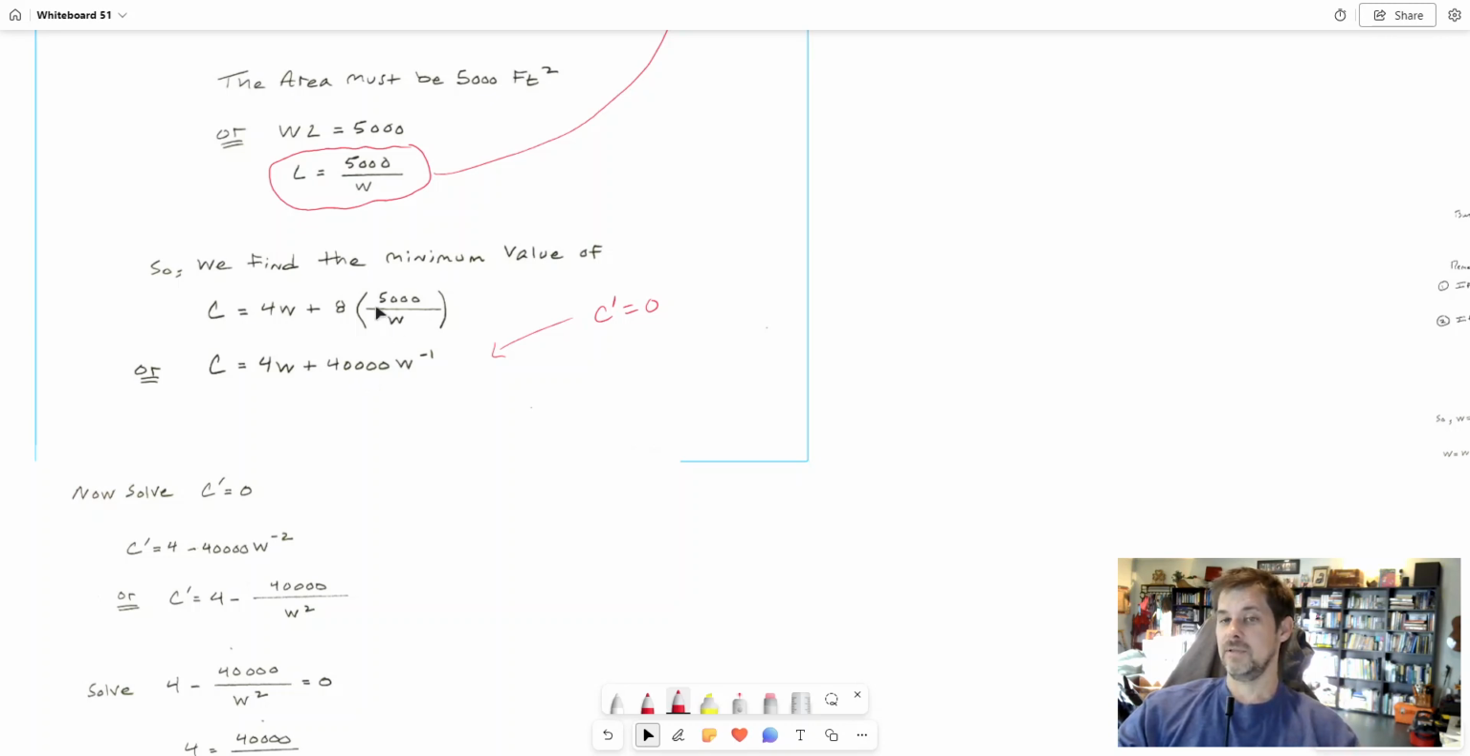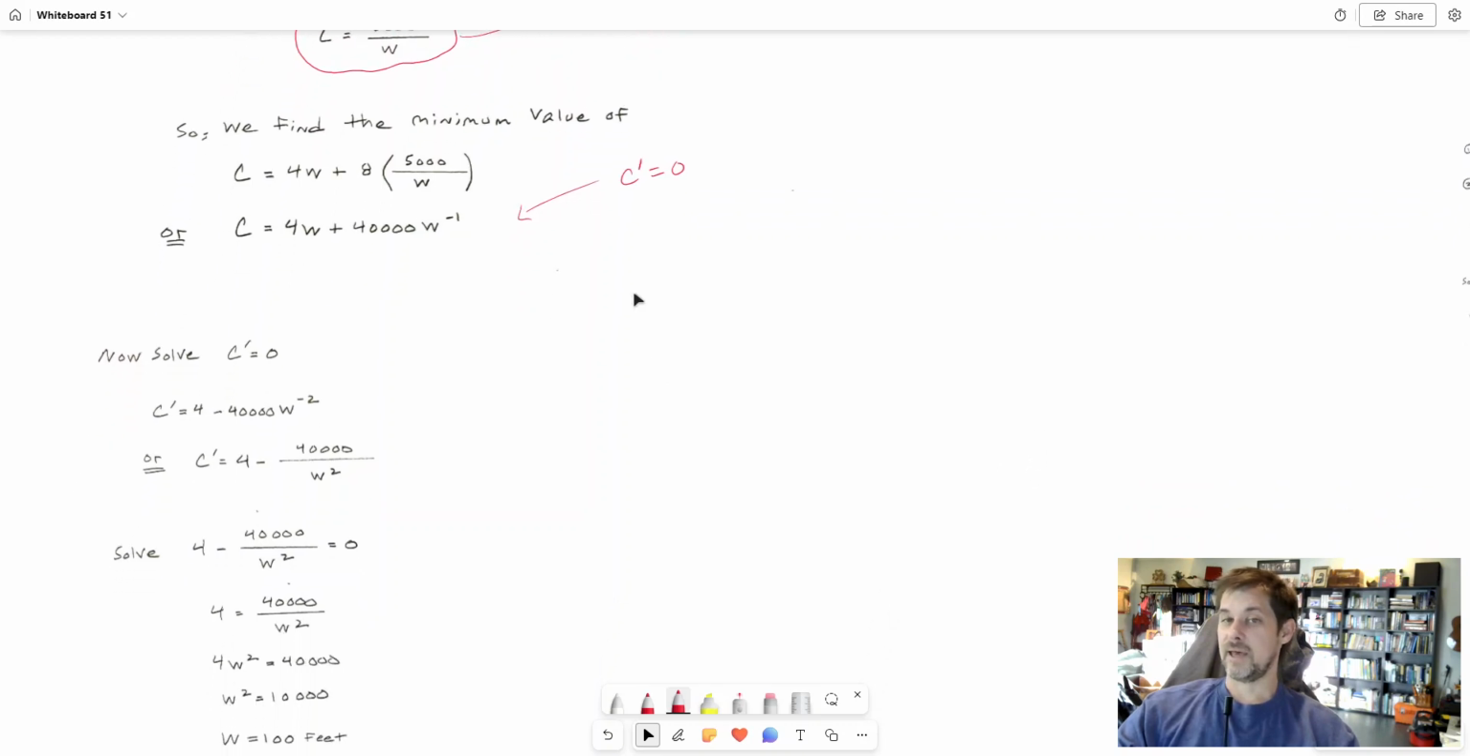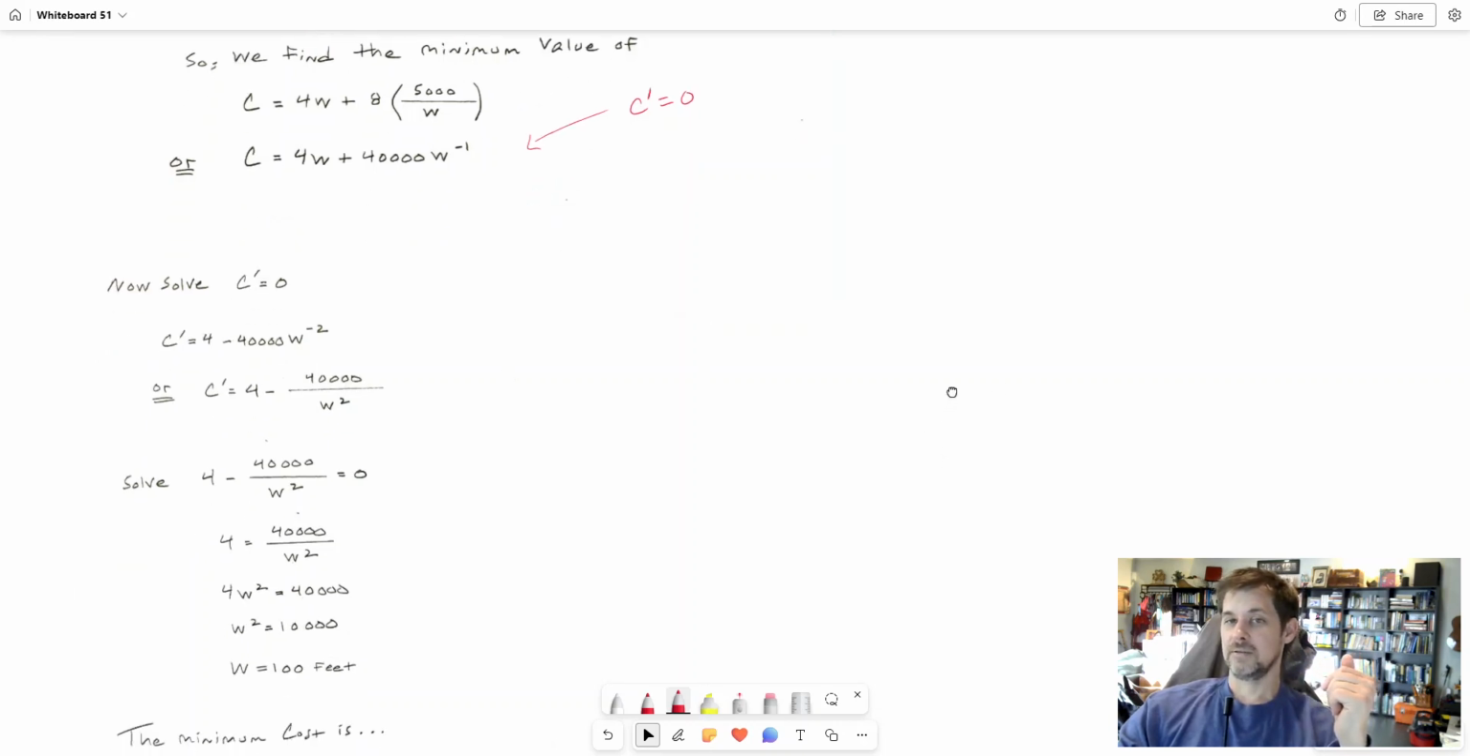The W that's under the bar there in the denominator, for the sake of using the rules for derivatives, I wrote that as W to the minus 1 power. Now that's the function right there that gives you the total cost of the fence. And I'm going to take its derivative and set it equal to 0.